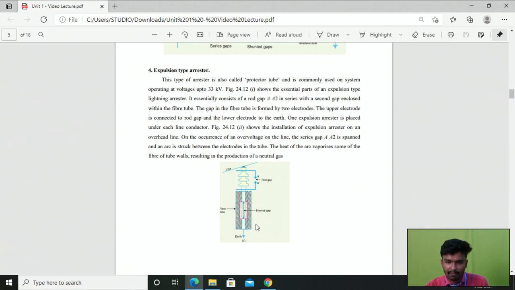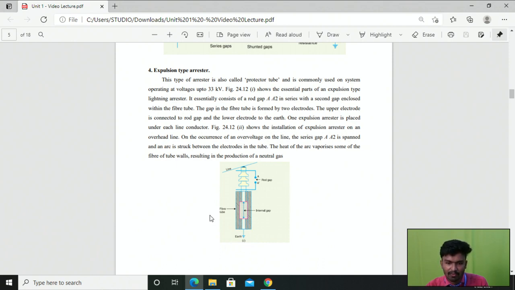The gap in the fiber tube is formed by two electrodes, right? The upper electrode is connected to the rod gap and the lower electrode is connected to the ground. So as I said before, we have two electrodes: one is connected to the transmission line and the other is connected to the ground, right? One expulsion arrestor is placed under each line conductor. So under every line conductor we have to install one expulsion arrestor, right? This is the installation of the expulsion arrestor on the overhead line, which is shown here. So this is an installation diagram.